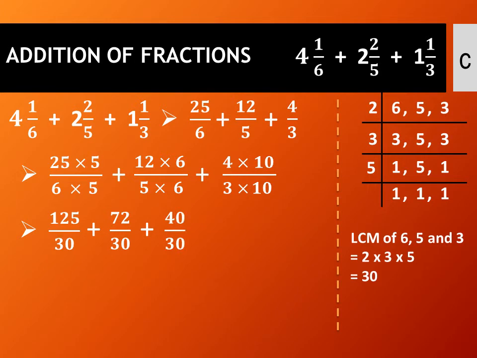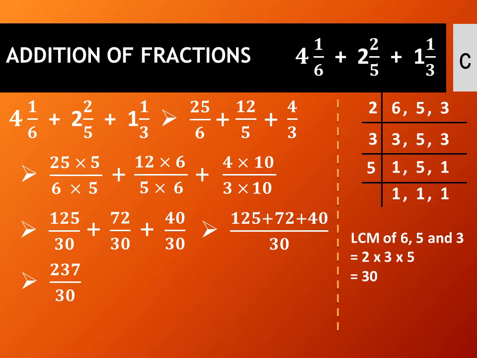Now add the numerators and the denominator remains the same. 125 plus 72 plus 40 upon 30. If we add, the answer is 237 upon 30. See, it is an improper fraction, but it is not in the lowest terms. 237 is an odd number and 30 is an even number. So both are not divisible by 2.